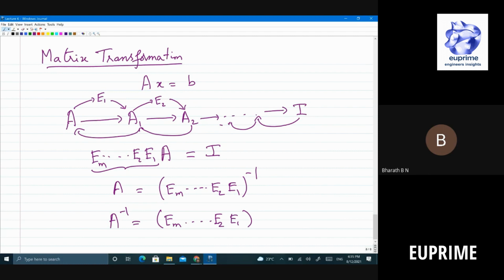Pretty easy, right? But these transformations should be what is called elementary transformations. Something simple, whatever, right? Then only it makes sense. Otherwise, nobody wants to do this.